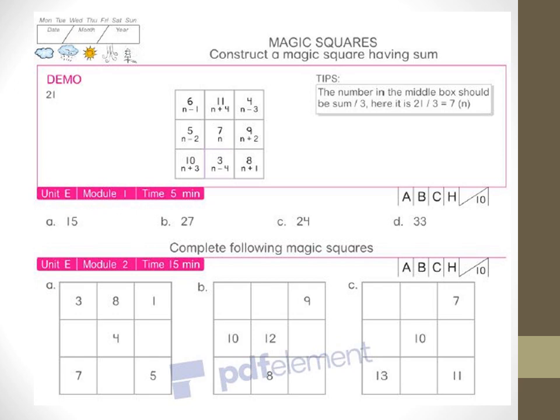To the left hand side top it will be n minus 1, that is 7 minus 1 equal to 6. To the right hand side bottom it will be n plus 1, that is 7 plus 1 equal to 8. Now left hand side bottom will be n plus 3, that is 7 plus 3 equal to 10, and right side top will be n minus 3, that is 7 minus 3 equal to 4.